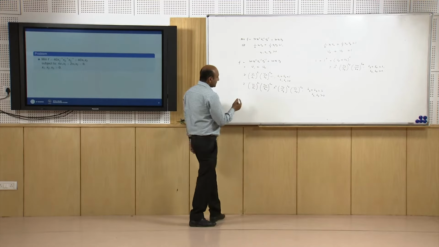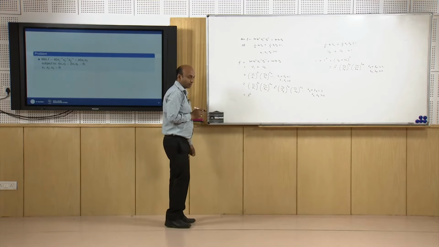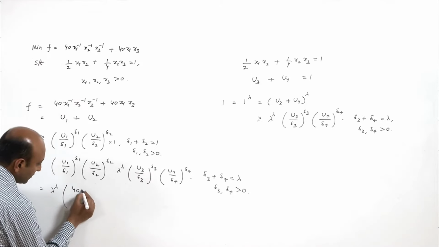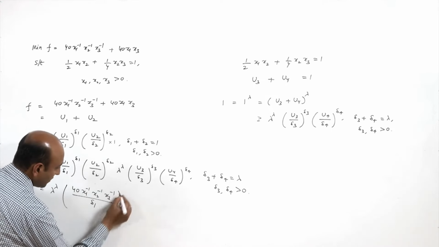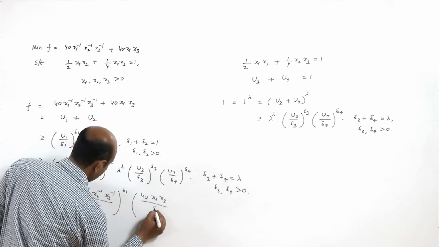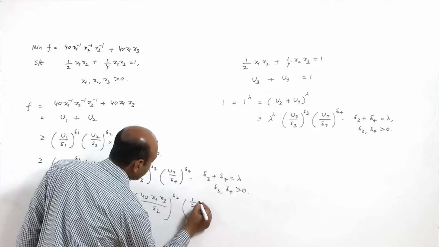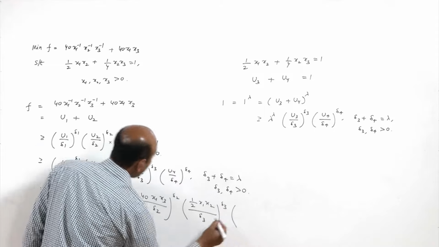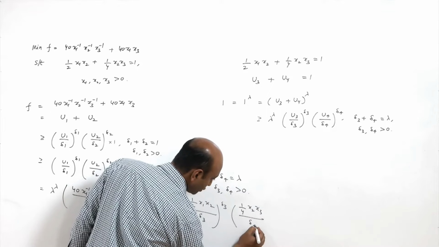So, it is equal to lambda raised to power lambda, this can be put outside the brackets. What is u1? u1 is the first term of the objective function, that is 40 x1 raised to power minus 1, x2 raised to power minus 1, x3 raised to power minus 1 upon delta 1, whole raised to power delta 1. What is u2? u2 is 40 x1 x3 upon delta 2, whole raised to power delta 2. What is u3? u3 is the first term of the constraint, x1 x2 upon delta 3, whole raised to power delta 3, and u4 is 1 by 4 x2 x3 upon delta 4, whole raised to power delta 4.